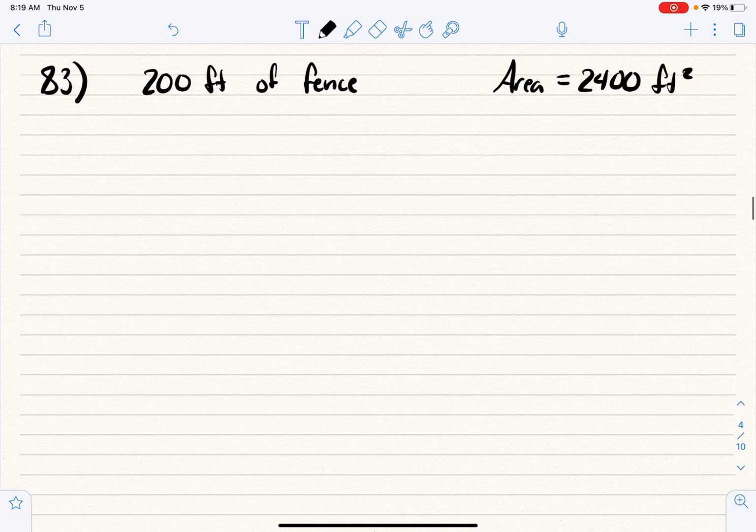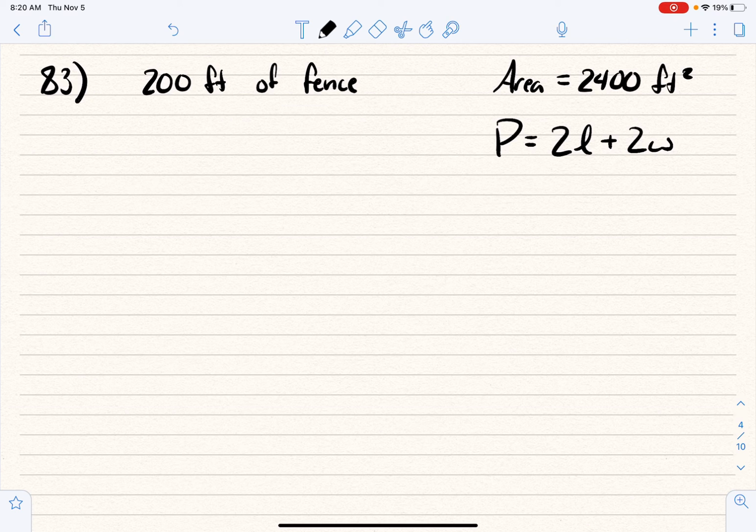Okay, this one finally has a little bit of a twist on it. Now we're dealing with an amount of fence going around a garden. So the amount of fence would go around the perimeter, so we have to be at least a little bit aware of the formula for perimeter. You know, that perimeter is always equal to 2 lengths plus 2 widths. Okay, let's see here. And then they give us the area is 2,400 square feet.